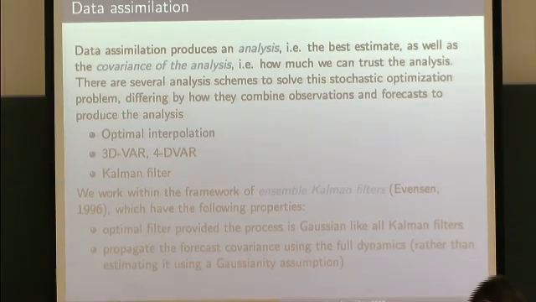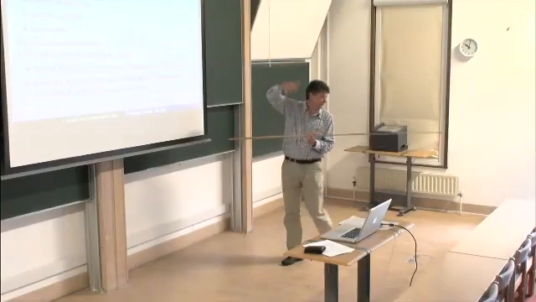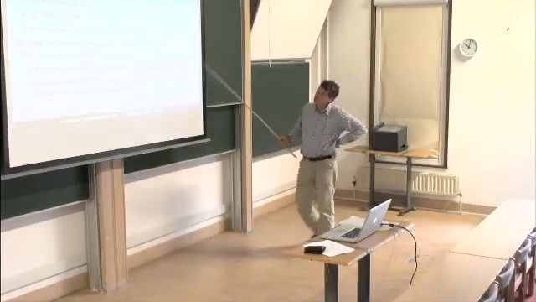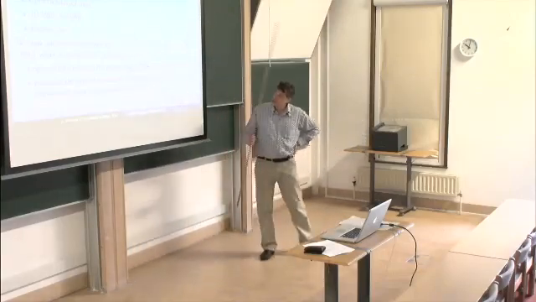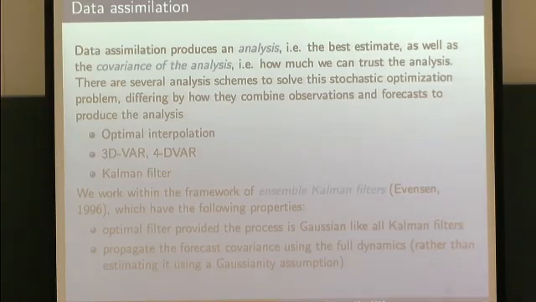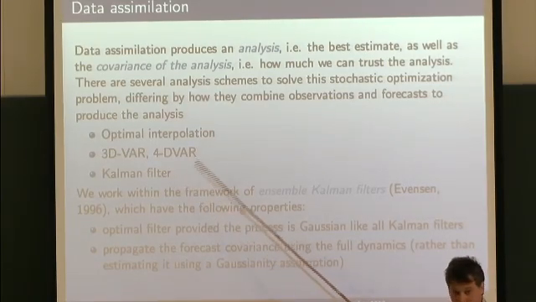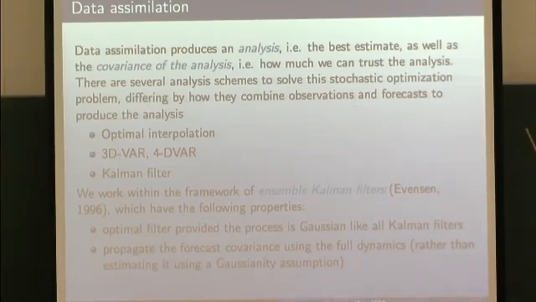There are lots of ways to attack this problem. What we are interested in is, first, an analysis, so that's the state or estimate of our state, and also the error covariance associated with the state. So how much can we actually trust our analysis? I've written down a few methods here. One is optimal interpolation, then there's 3D-Var, 4D-Var, and there are Kalman filters. We're going to work here with ensemble Kalman filters that were introduced in 1996 by Evensen. And they have the following properties.